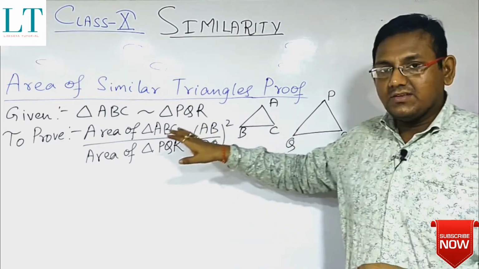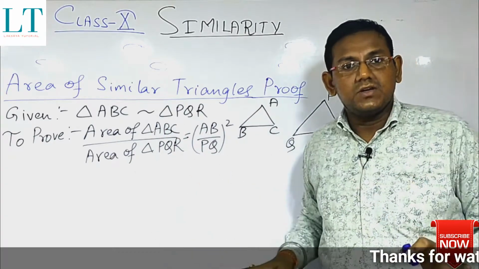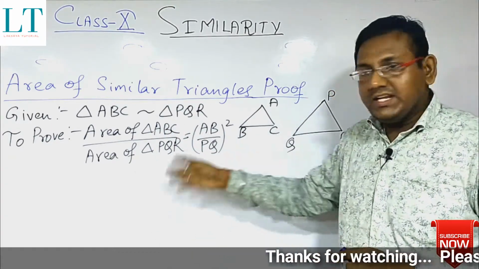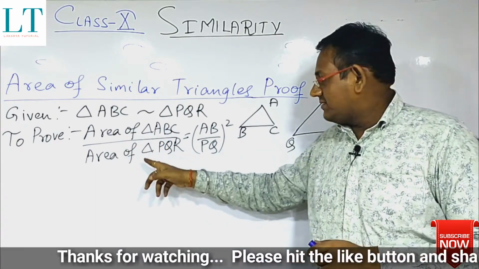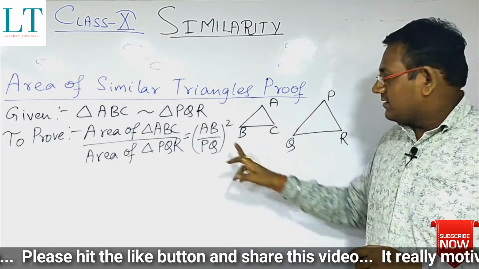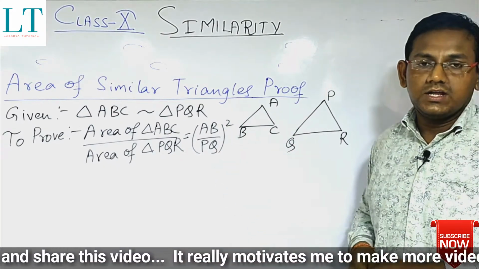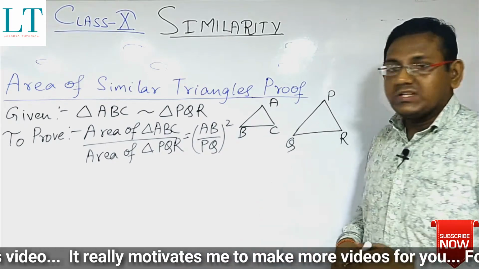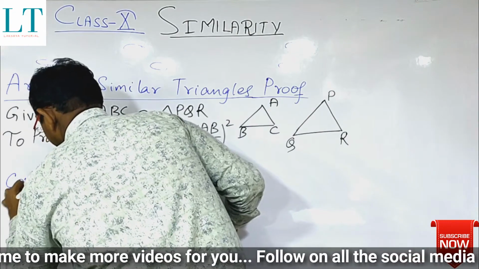In this case we have already been given that both the triangles are similar, so that part is already given to you. Now what we need to prove, let us understand that also. We need to prove that area of triangle ABC by area of triangle PQR is basically the ratio of the sides whole square. Now let us start with the construction over here. So let us write construction.